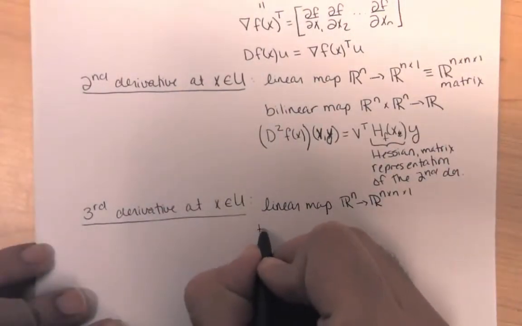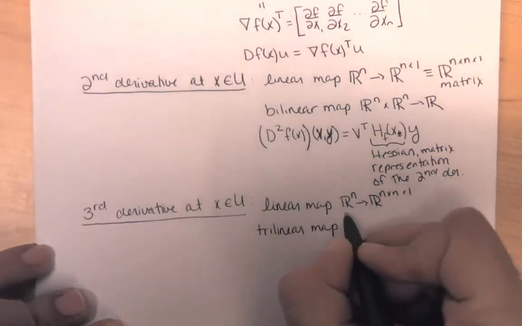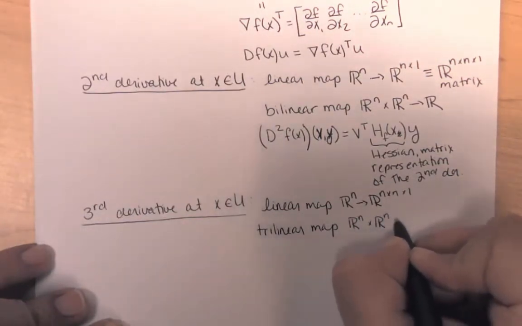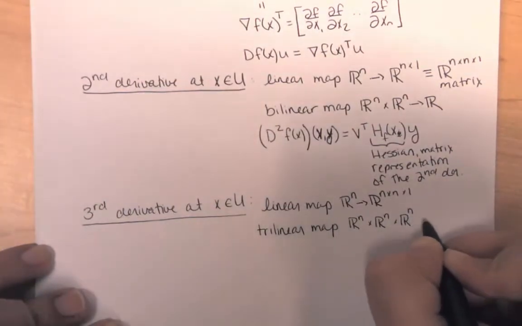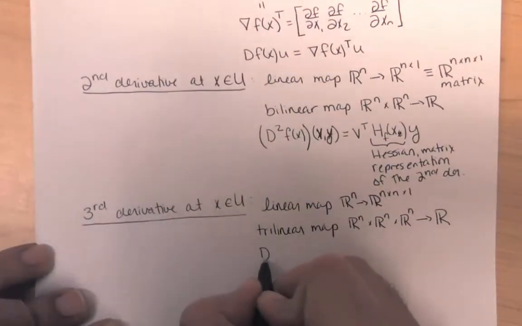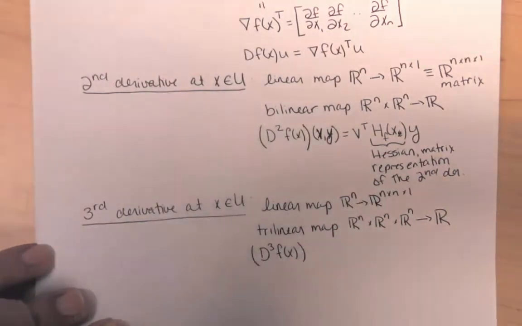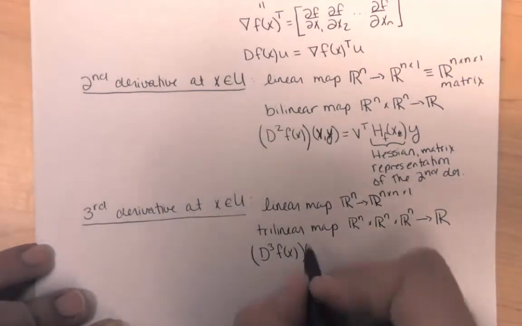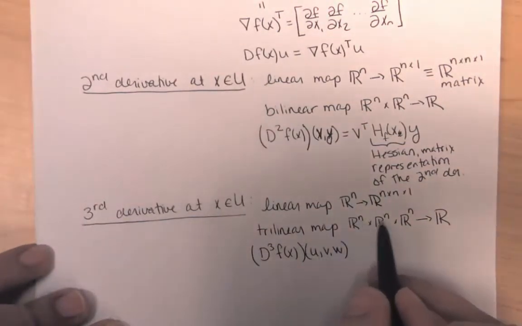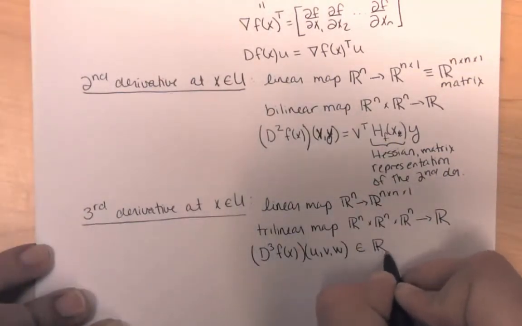Again, we could think of this as a trilinear map from Rn by Rn by Rn to R. So the third derivative would map u, v, and w, each vectors in Rn, and the outcome of that would be a real number.